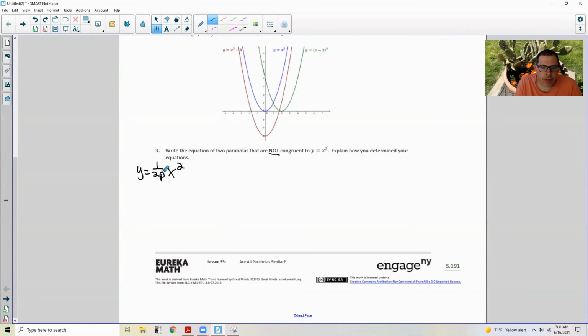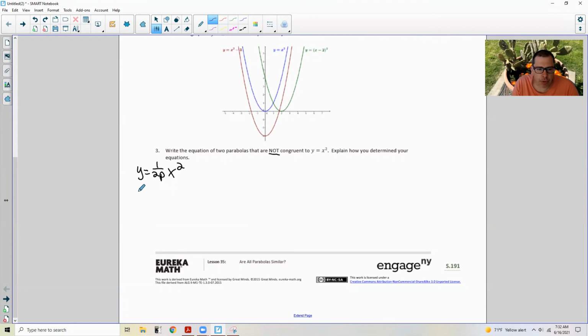And in order to do that, we can change a, okay? So if p in this case was a half, then that'd be y equals x squared, because 1 over 2 times a half is 1 over 1, which is 1, we just get x squared. So when p equals 1/2, we get the parent function. So change p, and if we change p to, let's see, a quarter.